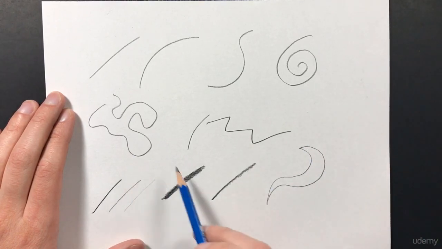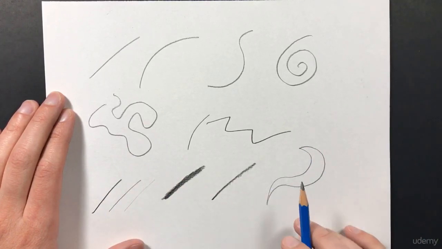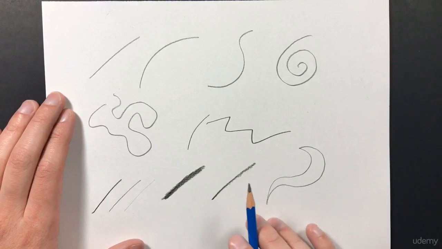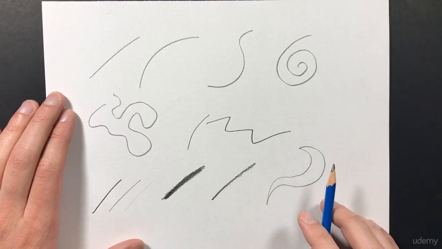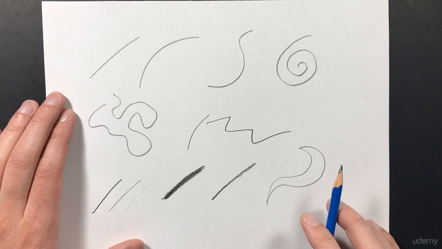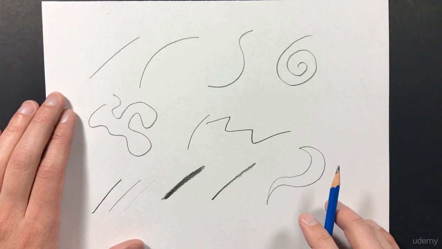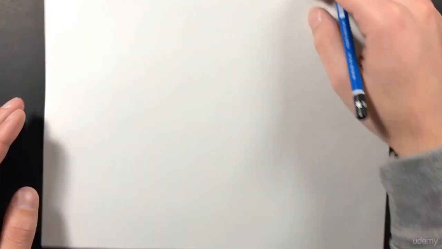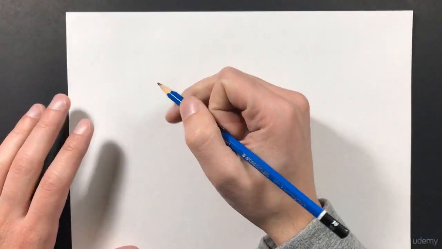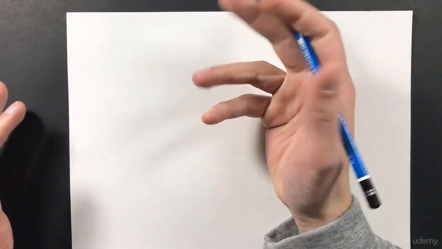So I want you to play around with this and try to create as many lines as possible and as many variations of those lines as you can think of. The next thing we're going to go over is contour lines. So what is a contour line? Well, a contour line are the lines that make up an object or an image.